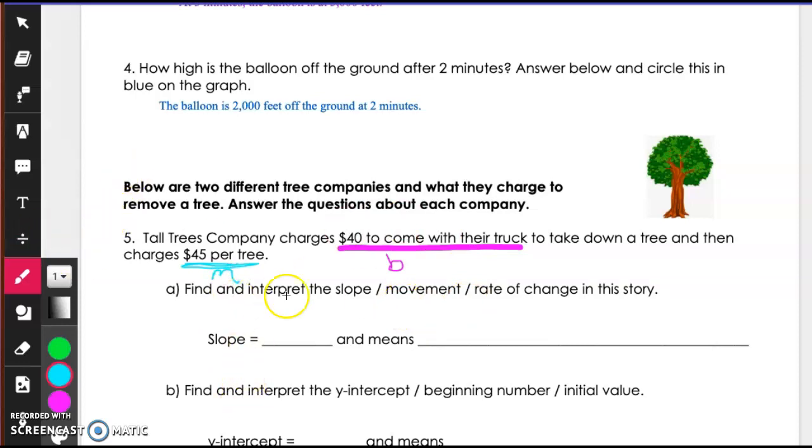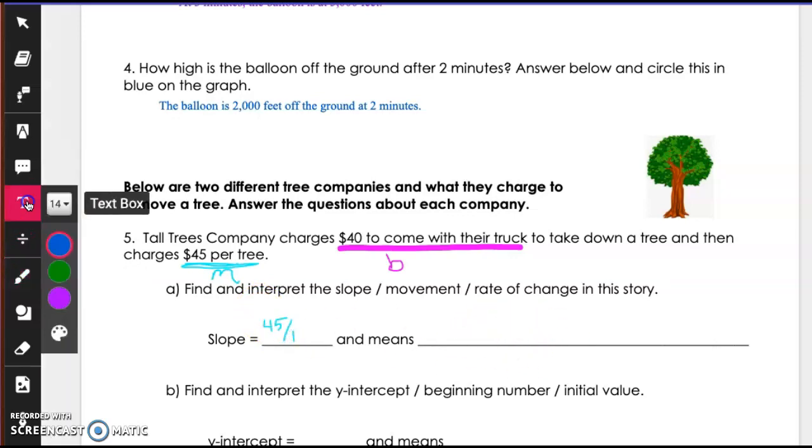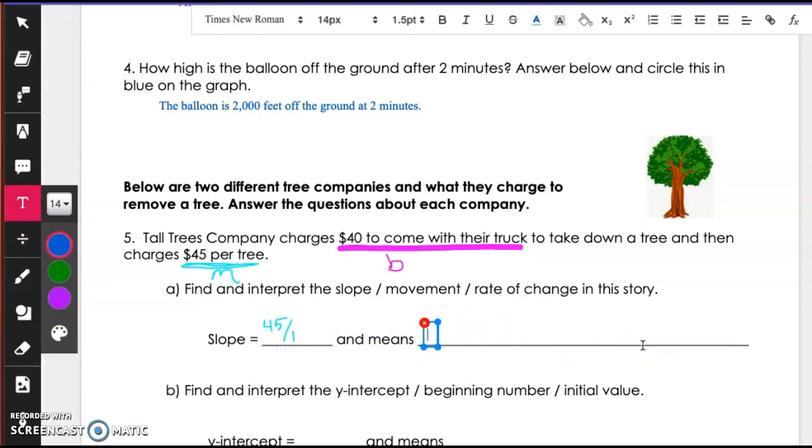Okay, so find and interpret the slope, movement, or rate of change in this story. That's M. That's 45. I always like to write it as a fraction. 45 over 1. And then it means, what do those numbers mean? 45 what? 1 what? It means $45 per 1 tree.